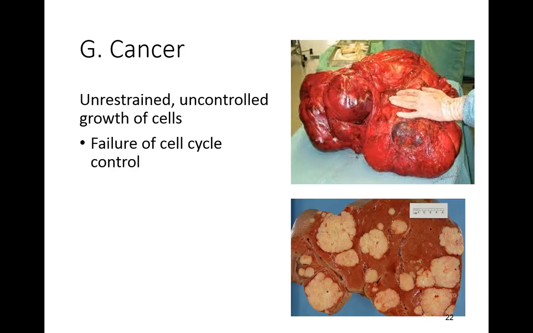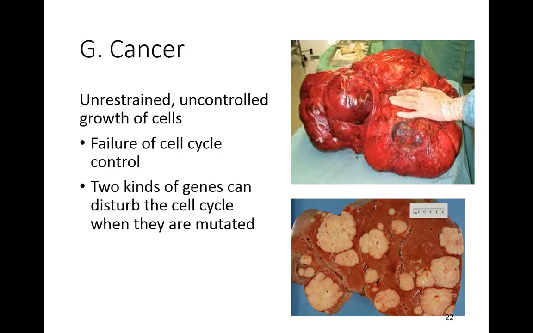Cancer is unrestrained, uncontrolled growth of cells. So sometimes at those checkpoints, the proteins don't catch the errors in mitosis and allow the cell to divide, and that may lead to a continuation of cell division, which will cause a tumor. In cancer, there are two different kinds of genes that can cause cancer when they are mutated.